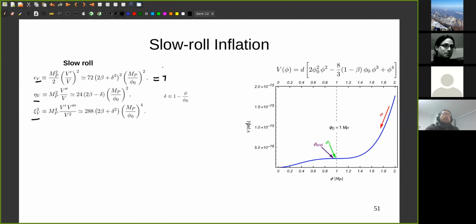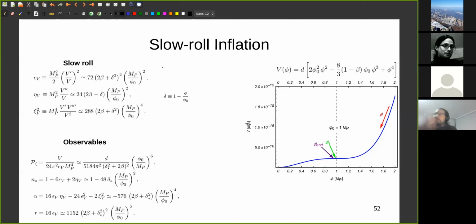And with that, we can go, if you want, 60 or 50 e-folds back in time, and compute what are the predictions for the tensor to scalar ratio, for the scalar tilt of the spectrum, and the normalization of the scalar power spectrum, right? And alpha corresponds to derivatives.